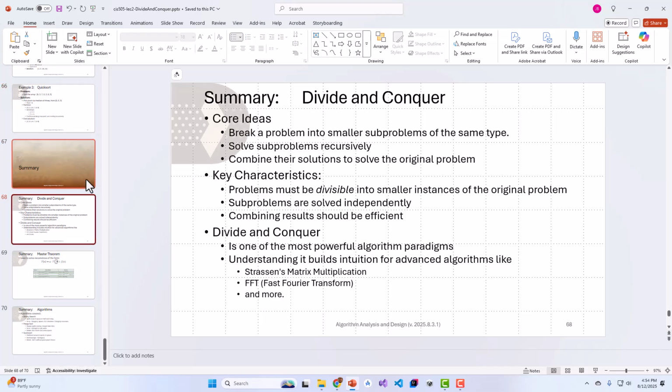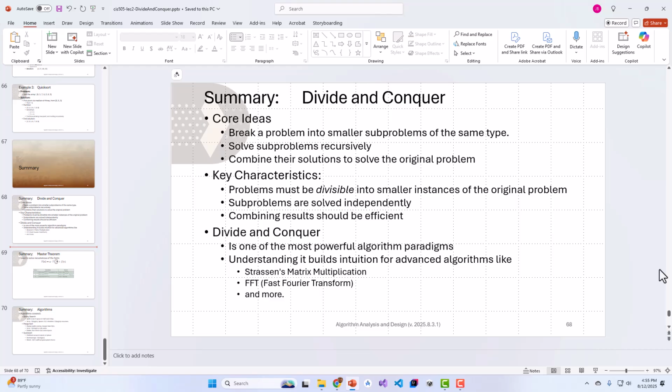All right, now we're at the summary. So the core ideas are that we break a problem into smaller sub-problems of the same type. That's the core of divide and conquer strategy. Solve sub-problems recursively, combine their solutions to solve the original problem. Key characteristics are that the problems must be divisible into smaller instances of the original problem. Okay, so sorting is a perfect example. Sorting a size 100 versus sorting a 50, the actual general process is the same.